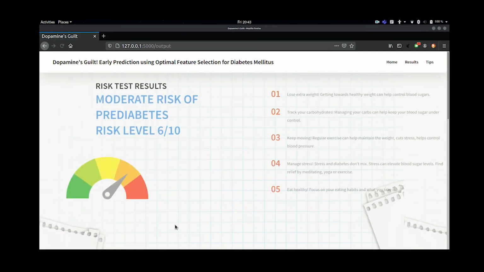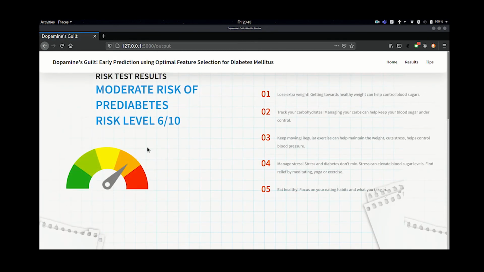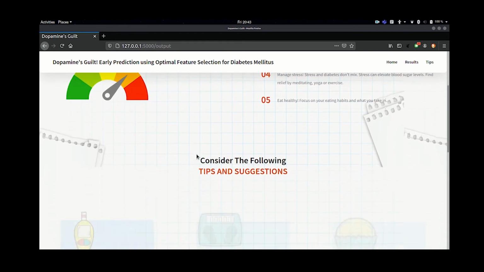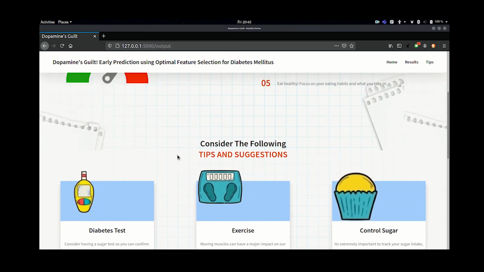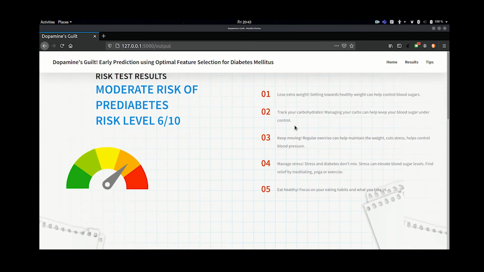So here is the output page. We have a risk meter as well as the level, which highlights the severity of the risk based on user inputs, and we have certain tips based on our output. We have some suggestions as well. Now all this happens based on user inputs, and then the machine learning algorithm takes it in and outputs from the predictor system.